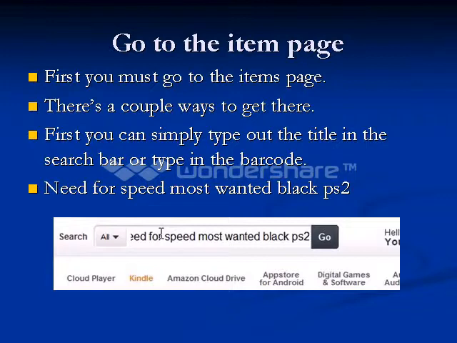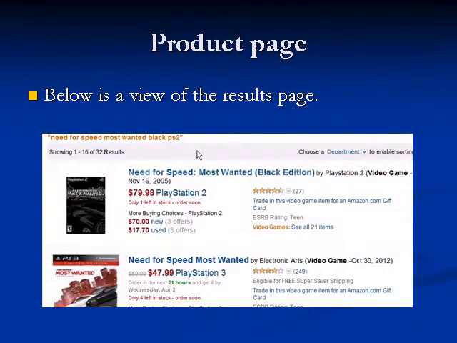There's a couple different ways we can get there. The first way, you can simply type out the title in the search bar, or if you have the packaging, you can type out the barcode. It's usually there. So, as you can see by the picture, we typed in Need for Speed Most Wanted Black PS2. Okay, as you can see, this is a shot of the page.